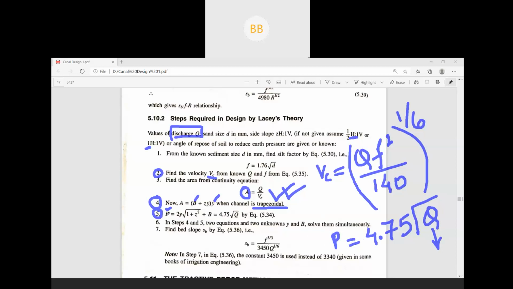And this wetted perimeter we are going to substitute in the expression of wetted perimeter of a trapezoidal channel. Then we have two equations and two unknowns: one is the width of the channel and one is the depth of flow. Then we solve both the equations and find the two unknowns, that is the bottom width of the channel and depth of flow. In the last step we find the bed slope using this equation, that is S_B equal to f to the power 5 by 3 over 3450 q to the power 1 by 6.